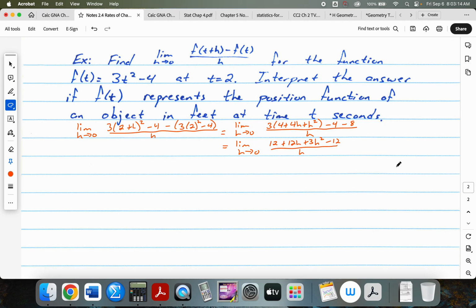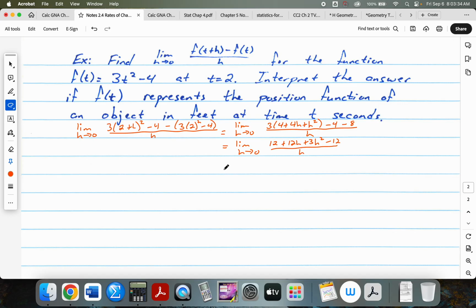When you're doing polynomial functions, this is always going to happen. After you've simplified the numerator, the constants are all going to drop out. You're going to be able to factor out an h and cancel. When you get to other functions, you're going to have to do some of the things we did in the first unit to find the limit as h goes to 0.